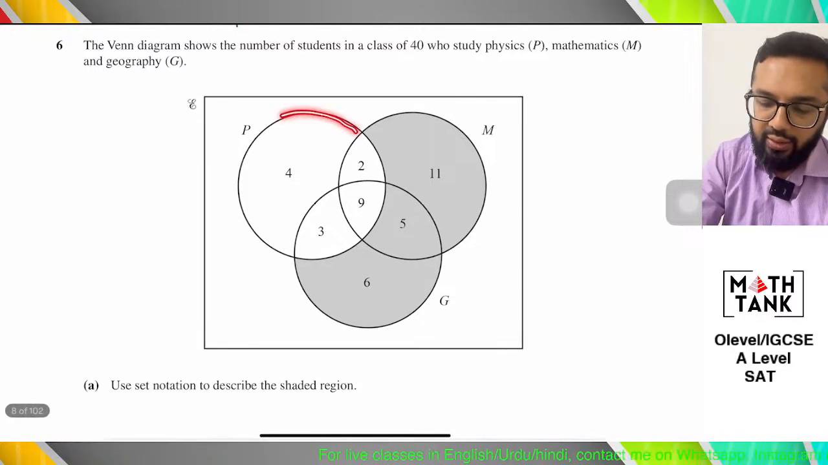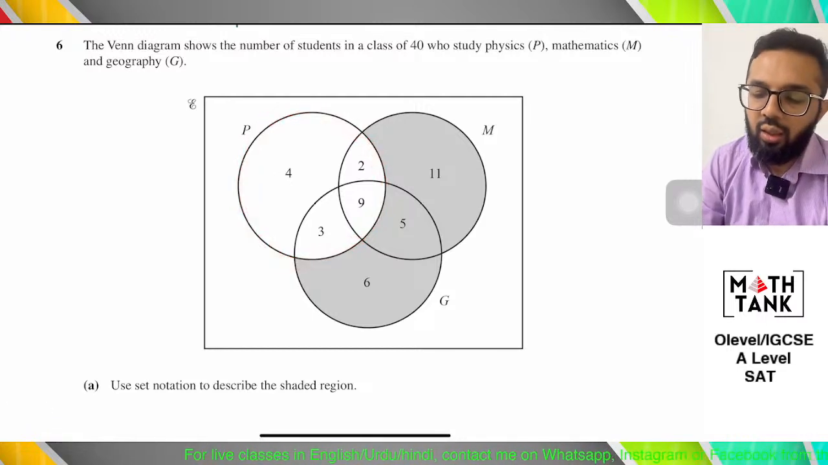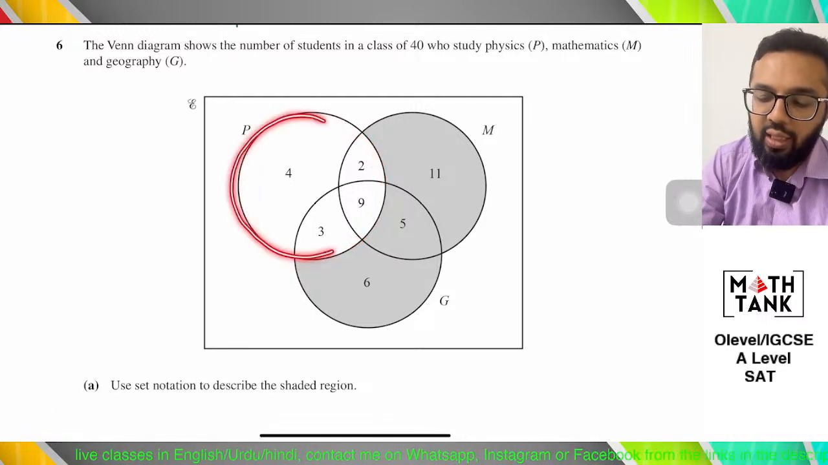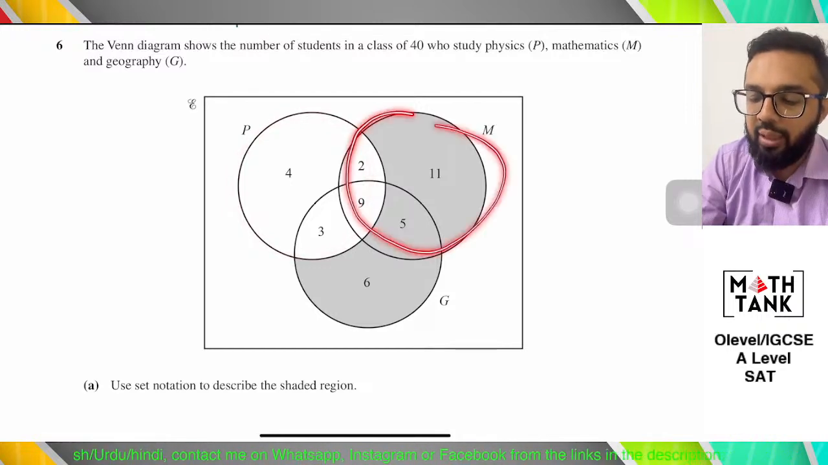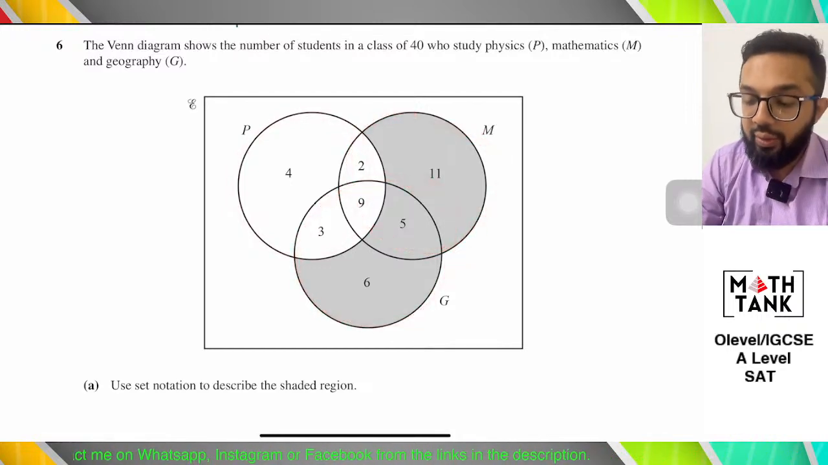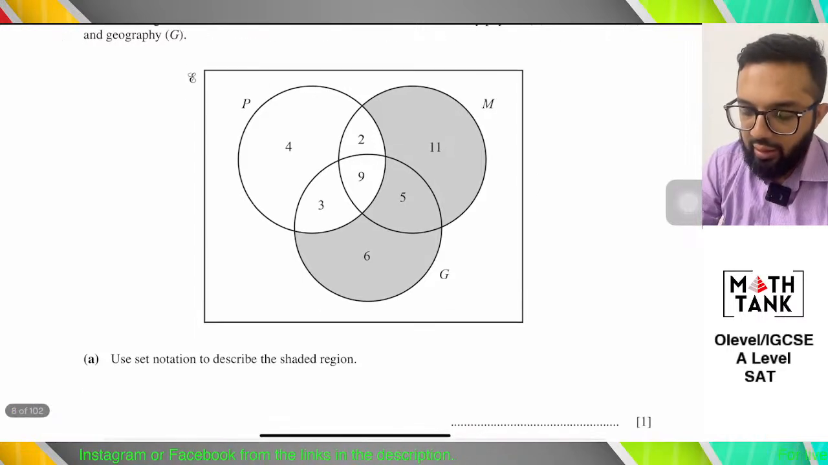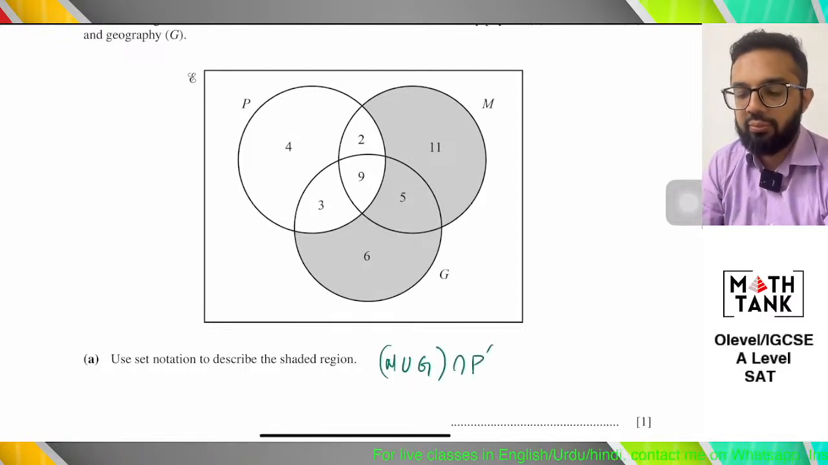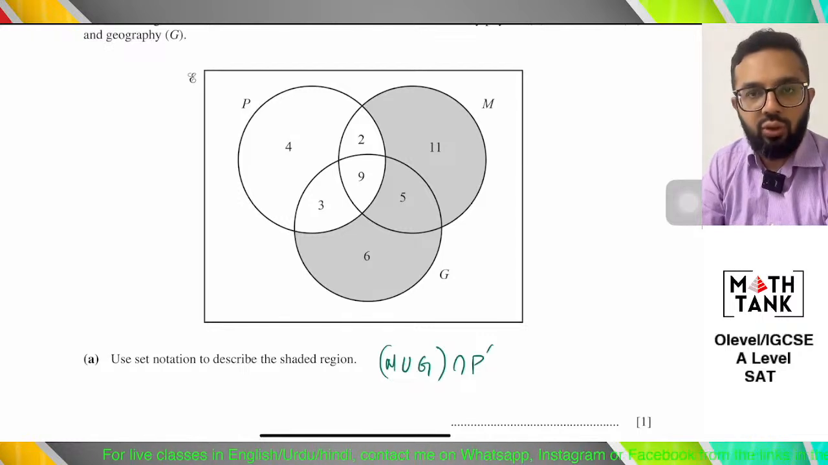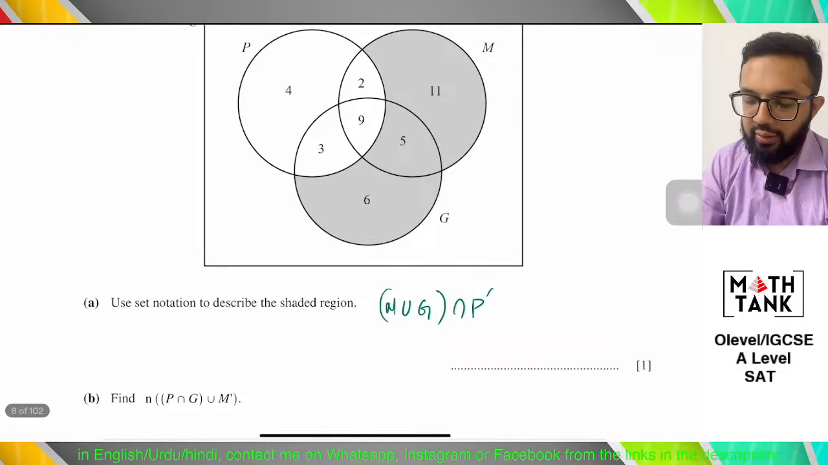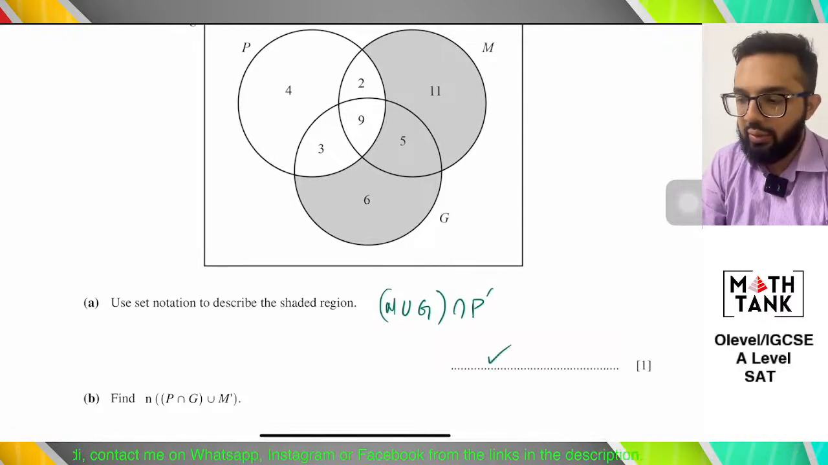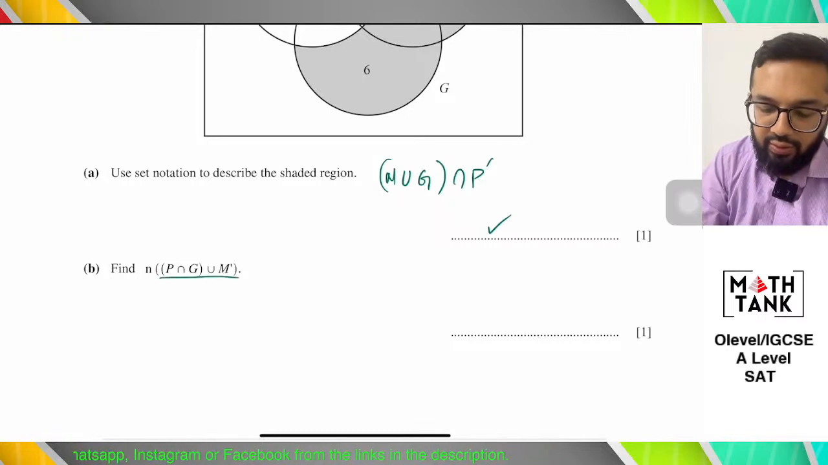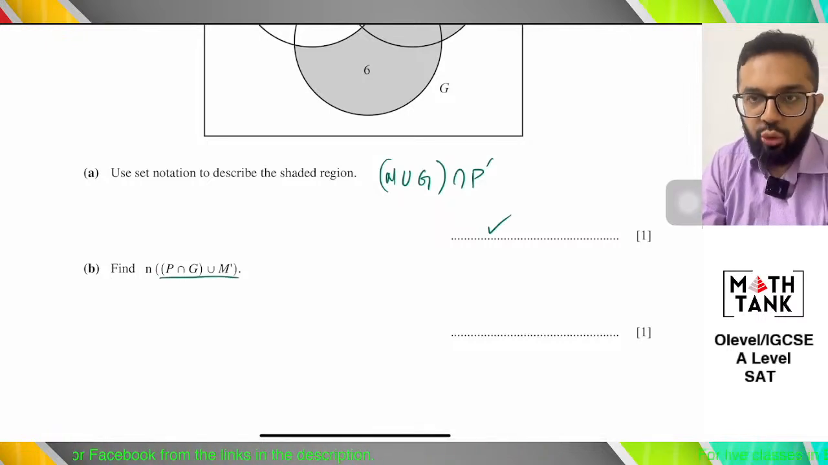What I see is that P is entirely outside, and M and G seem to have united. So what I'm going to say is that it's M union G and then intersection with P prime. What part of M union G is intersecting with P prime? That should appear here.